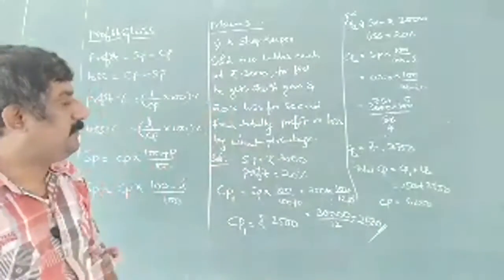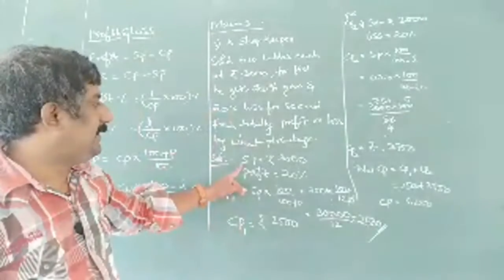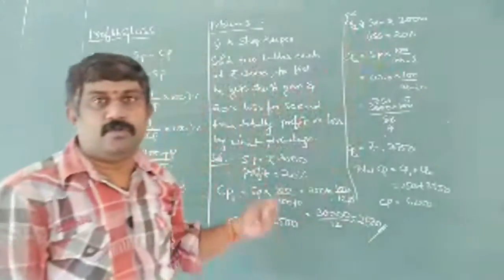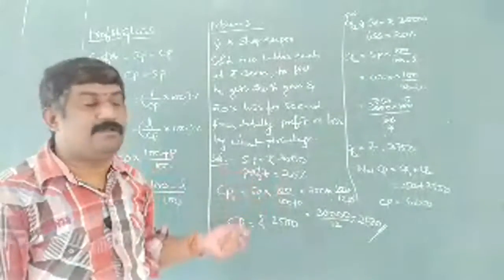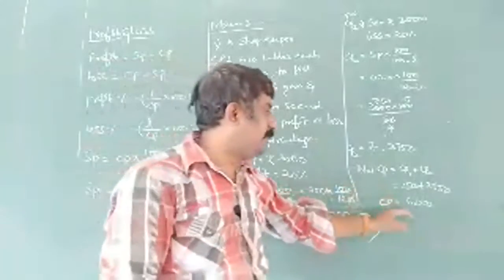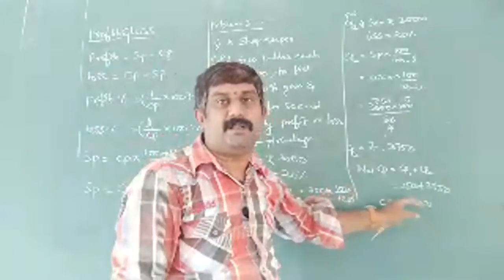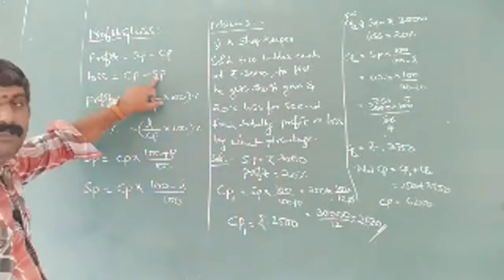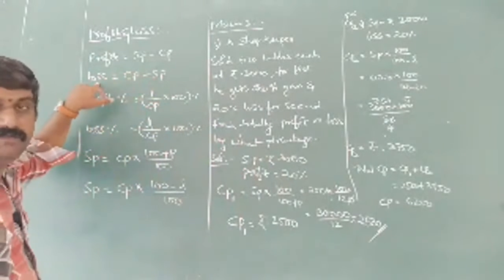6,250. Now check what is the SP of each. Here SP is 3,000. Here also SP is 3,000. So what are you getting now? 6,000 we are getting. Selling price is 6,000. Cost price is 6,250. So which is more here? Cost price is more. So if cost price is more than selling price, then what will he get here? Loss he will get here.